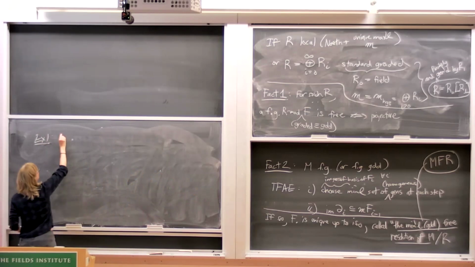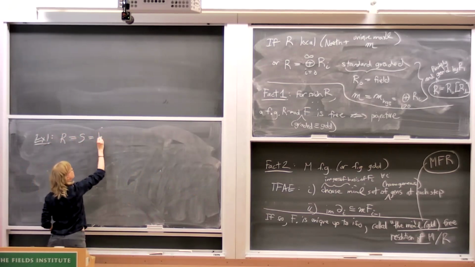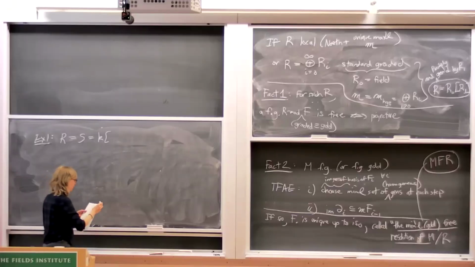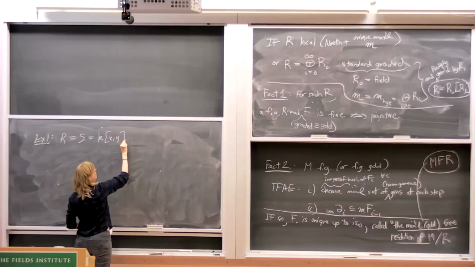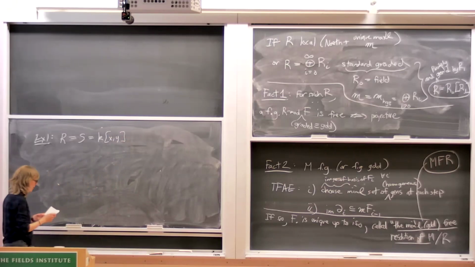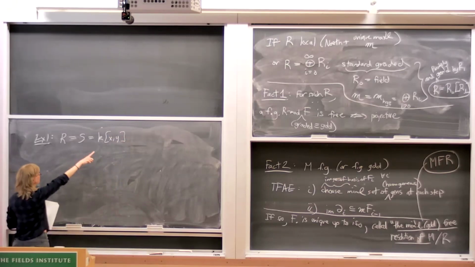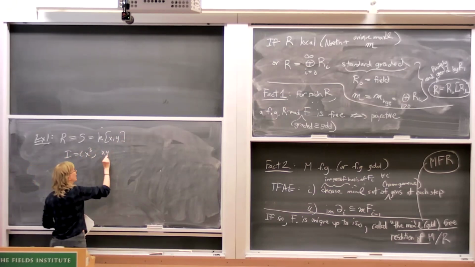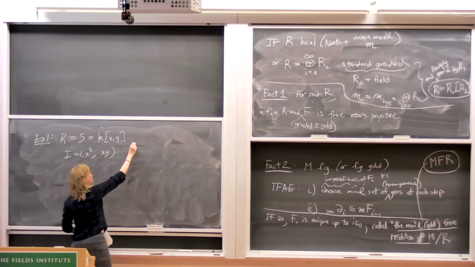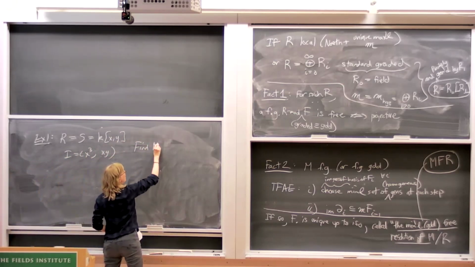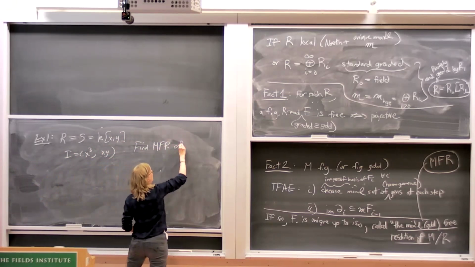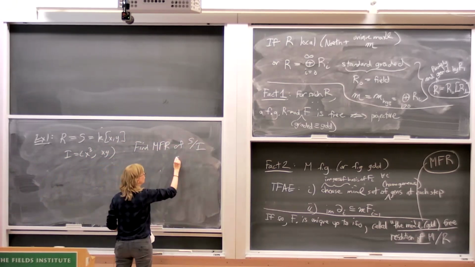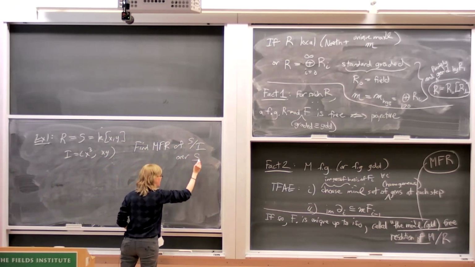Example 1. So I'm going to call the ring R. I'm going to call it S momentarily because it's just a polynomial ring, and we like calling polynomial rings S because they are symmetric algebras of a vector space. So it's the polynomial ring in 2 variables. I'm going to take the ideal to be the ideal generated by x cubed, xy, and I want to find the minimal free resolution of S mod I over S.